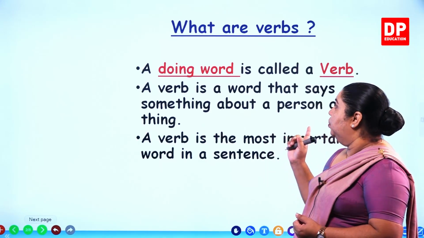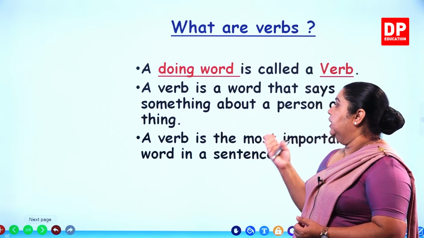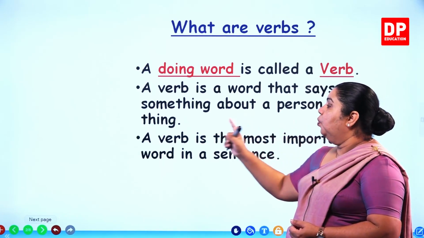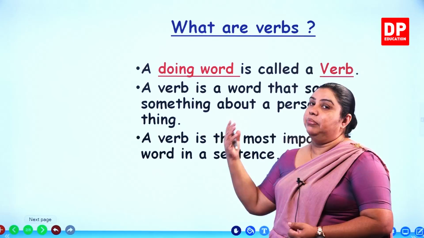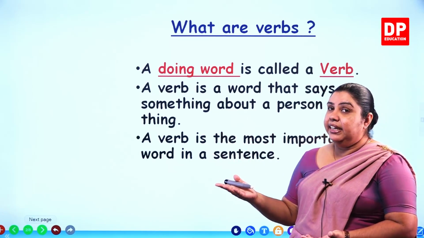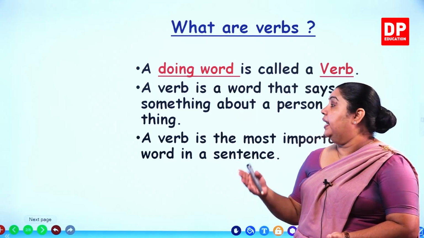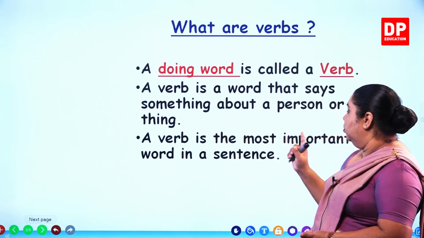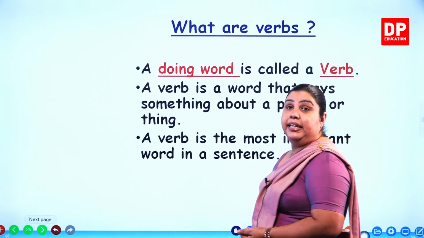A verb is a word that says something about a person. Person or thing. A verb is the most important word in a sentence.